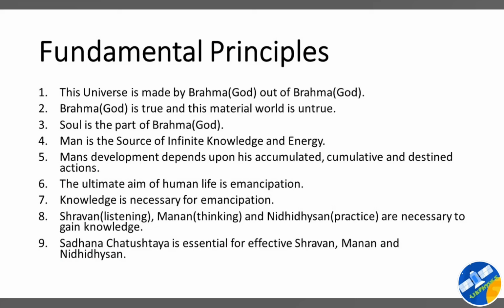Accumulated actions basically means the action done in previous life. Cumulated action means the action to be done in present life, and destined action basically means the outcome of actions done in previous life. Next, the ultimate aim of human life is emancipation. Now here there are 2 types of emancipation. Emancipation from life, which is Jivan Mukti, and emancipation from corporeal bonds, which is Vidya Mukti.